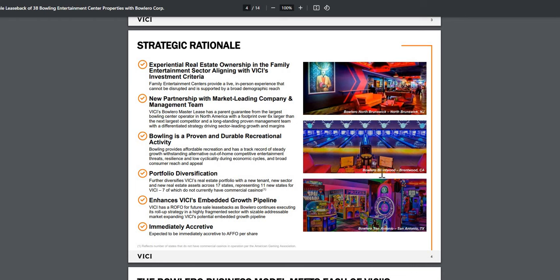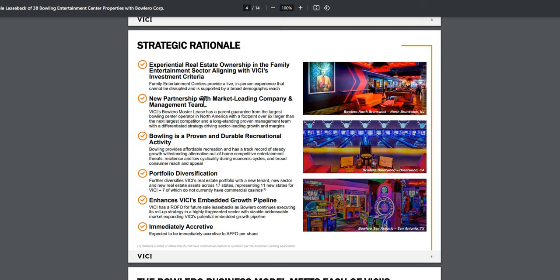Now, when we take a very quick look, we can see they have a few different strategic rationales for this, but it would be interesting to know your opinion on whether you see the bowling business model as one that is very attractive right now, or is this an industry that has been dying over the last few years, as it is slightly different to when we look at casinos and the hotel industries that VICI is prominently in.